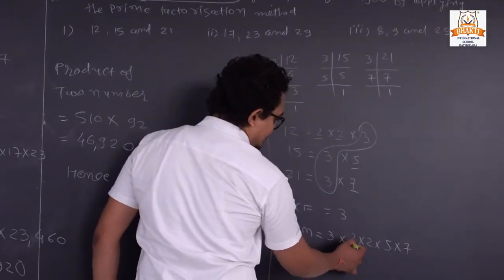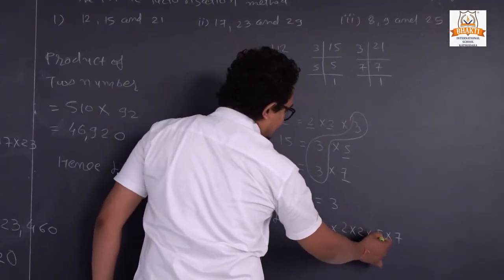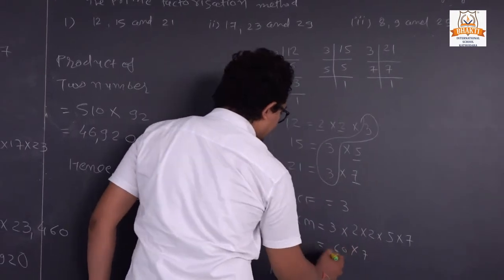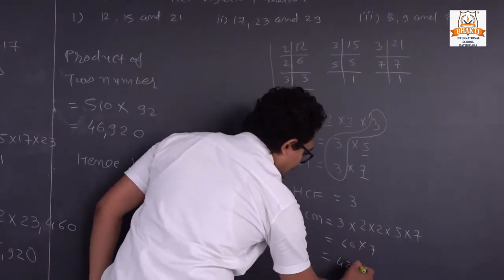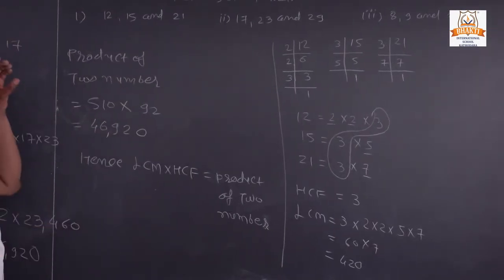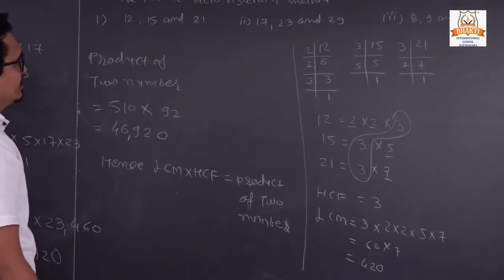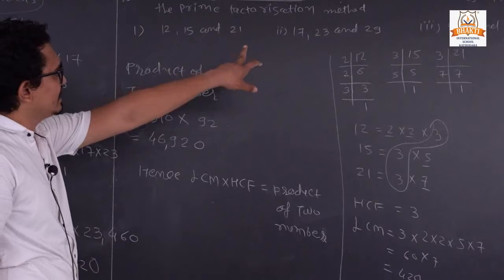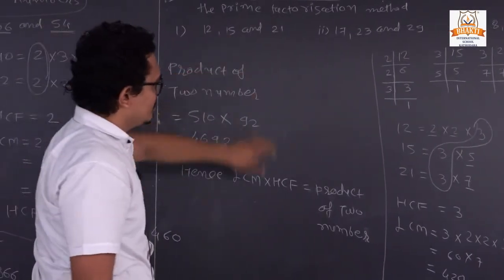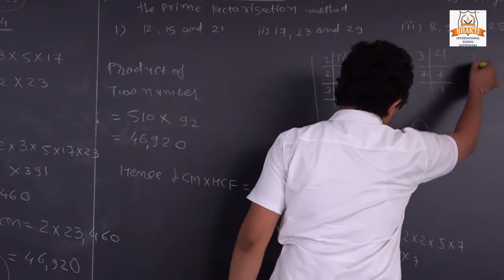3 2s are 6, 6 2s are 12, 12 5s are 60. Now 6 7s are, so 7 6s are 42 and 0 will be the same. So what is its LCM? 420. Now question number 2 and 3 will be the same as question number 1. So we can perform our last question.